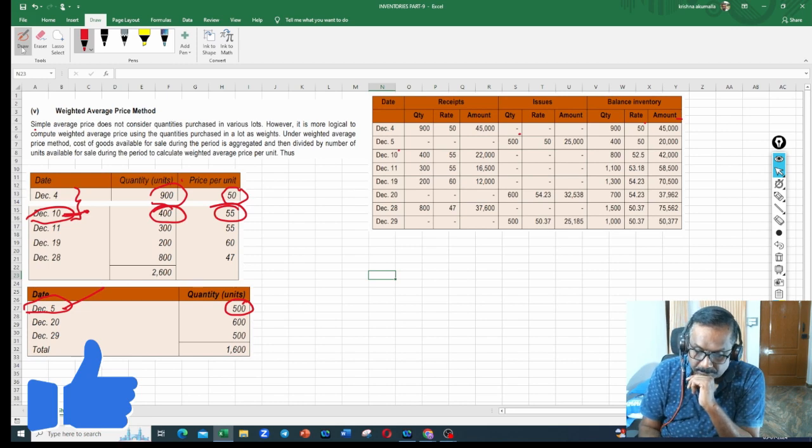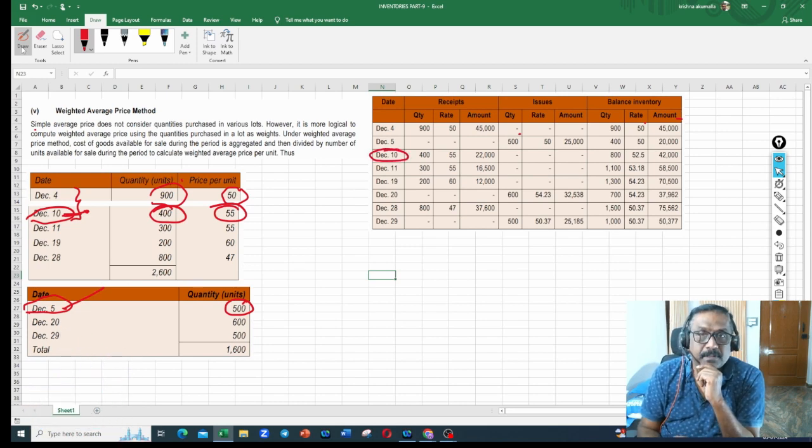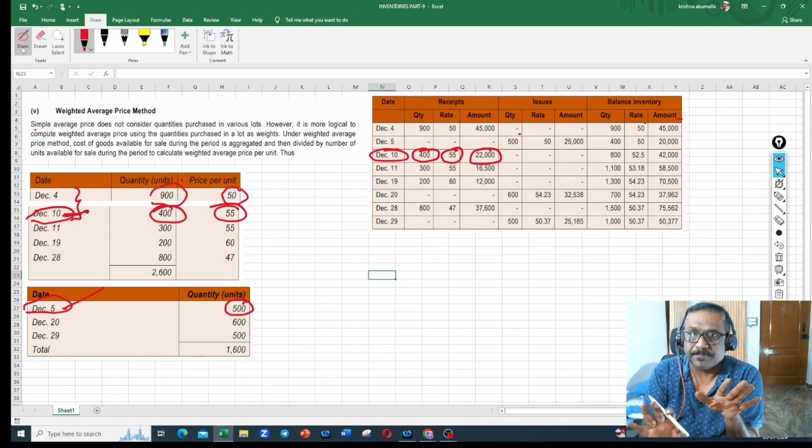So for December 10th, you need to put the date. 400 quantity you have to show as per the purchased quantity. What rate did you purchase at? 55 rupees. Then multiply. How much is it coming? 22,000. So far, no confusion. Issues, no issues. So dash, dash, dash.